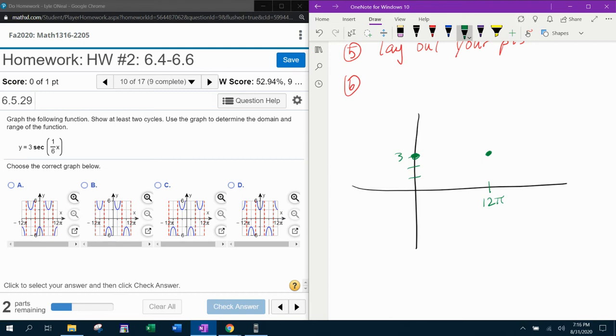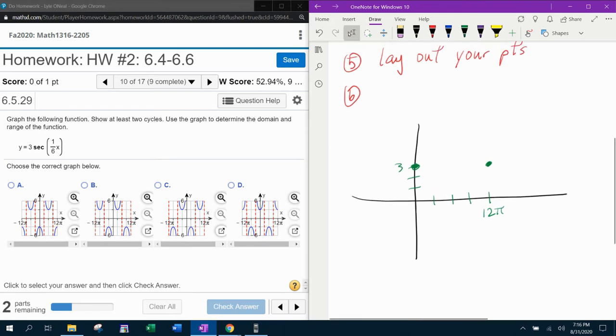Next, I need 4 spaces. So I'm going to cut that up into 4 equal spaces. And then I can lay out my points. So notice my first point is maxed out at 3. So I'm going to come down to the x-axis. And then to -3. And then that bottoms out. So now I have to head back up to +3, okay?